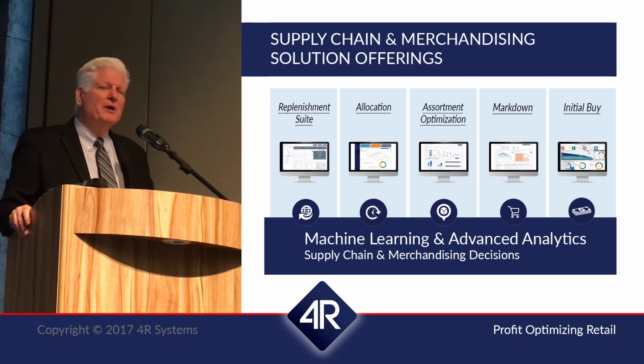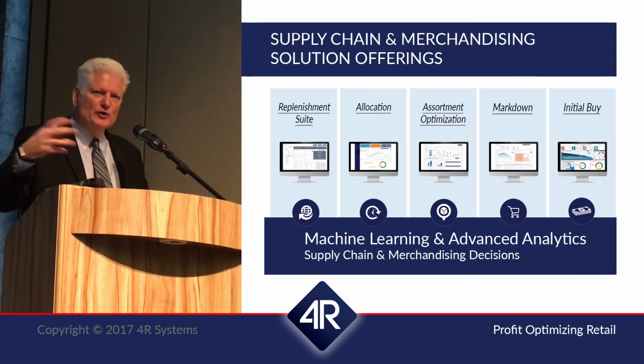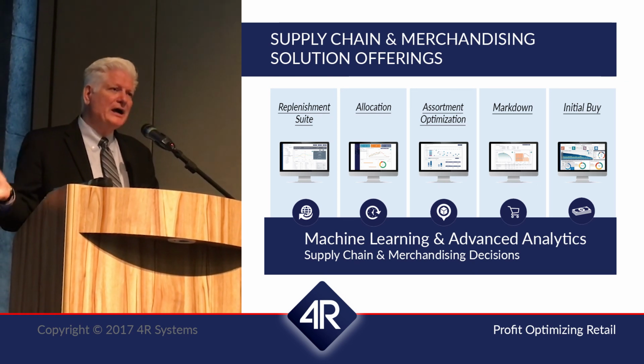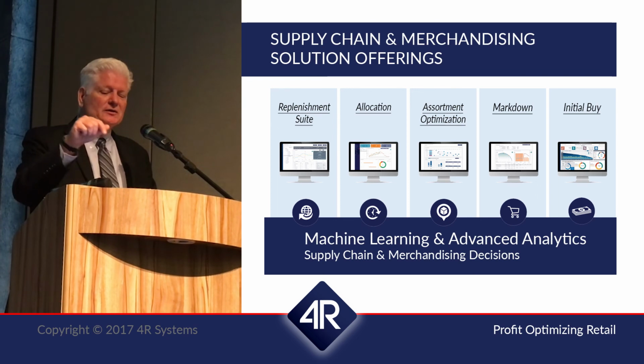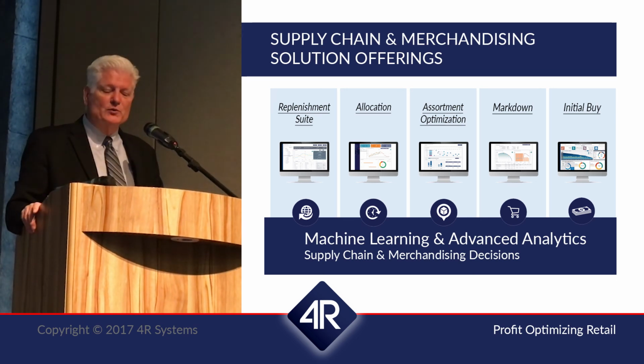And then initial buy. When you have products you can only buy once per year, and you're done, what's the right amount? Obviously it's important because if you get the initial buy wrong, your allocation and your markdown have to do a lot of more work in order to make up for what was wrong with that.